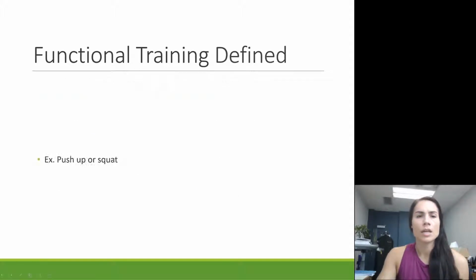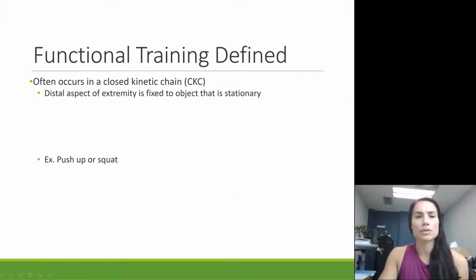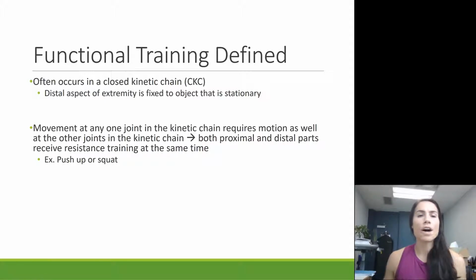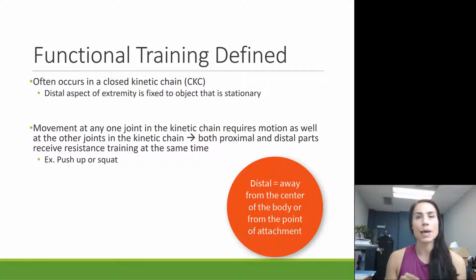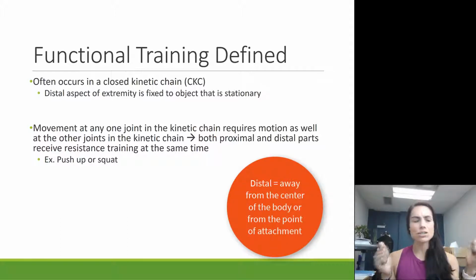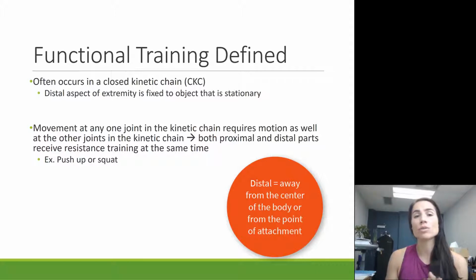Okay? So let's go ahead and define what functional training is. It often occurs in a closed kinetic chain. So when you see CKC, that stands for closed kinetic chain. And essentially a closed kinetic chain happens in any movement where you have the distal aspect, so whether your hands or your arms or your legs, so your distal extremity is fixed to an object that is stationary.